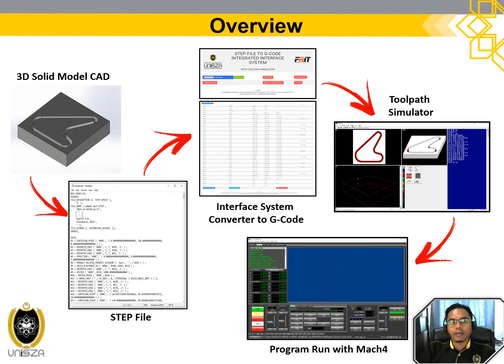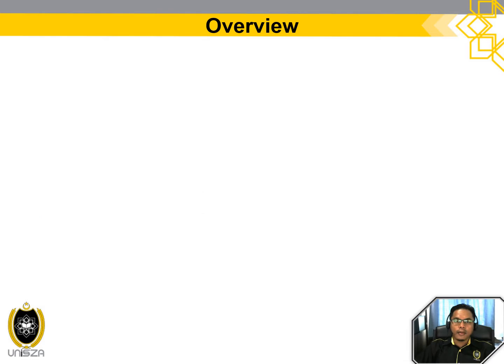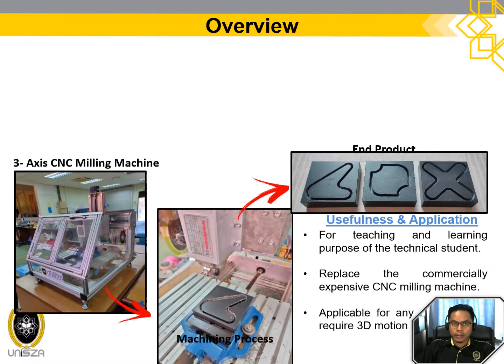Here, students can also understand programming learning by creating G-code. Once the G-code is generated, this file is transferred to the toolpath simulation, where we can see any errors present. When this G-code has no error, this file will be applied in Mach 4 software to run the machining process. Okay, for the next stage, the program will be tested using a 3-axis CNC milling machine developed for teaching and learning purposes.